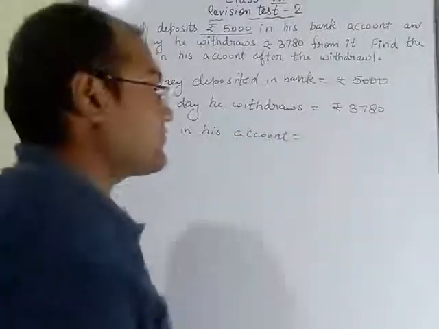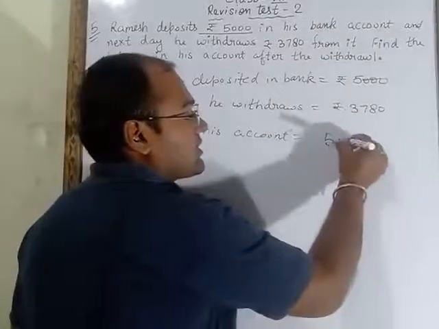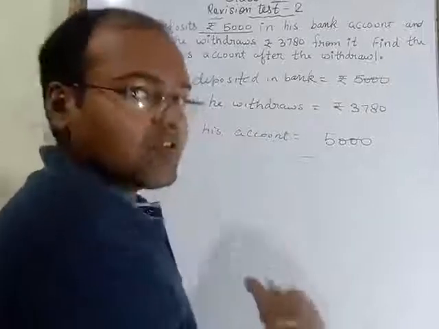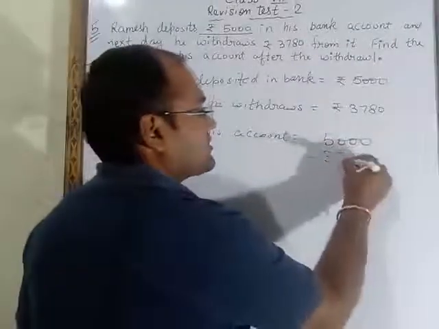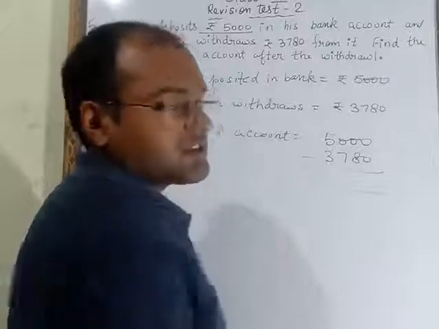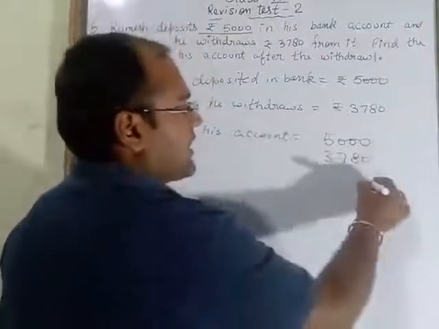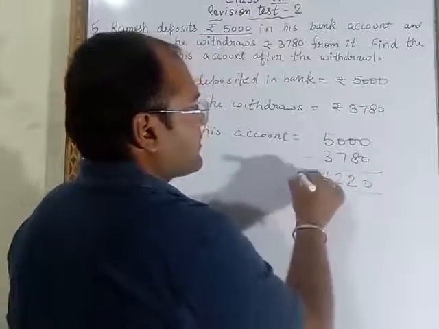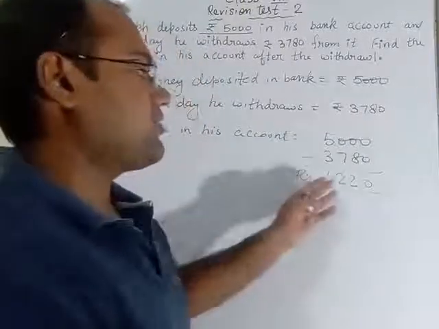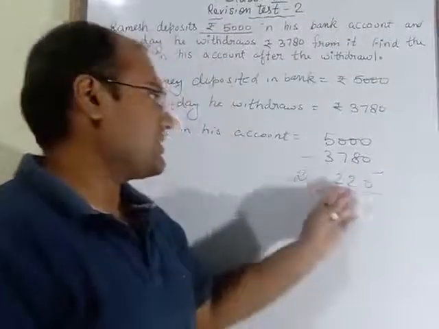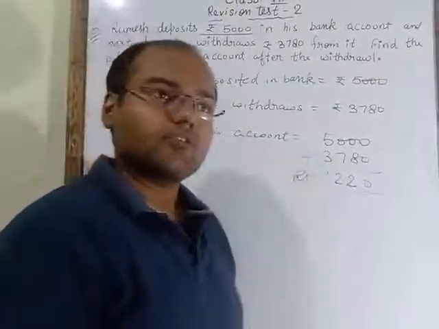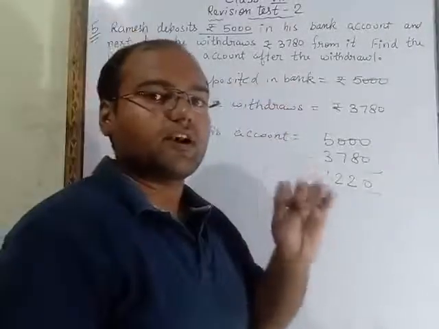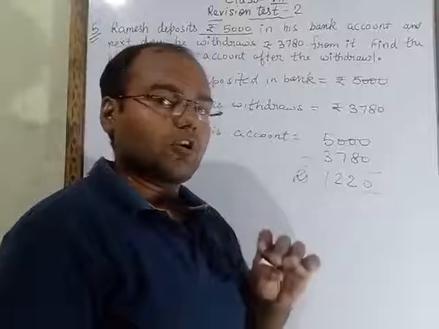So in order to find the balance, what you have to do: the total money he had deposited in the bank was 5,000. From this money he had taken out, how much money? 3,780. So this money we will subtract. On subtracting we will get 1,220 rupees. This much money is the balance in his account. So like this you have to do all the 5 questions. You can check now whether you have done correctly in your school notebook or not.